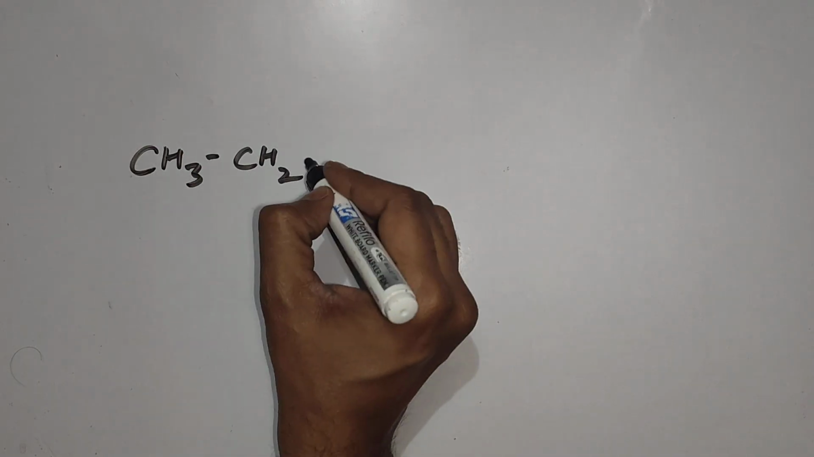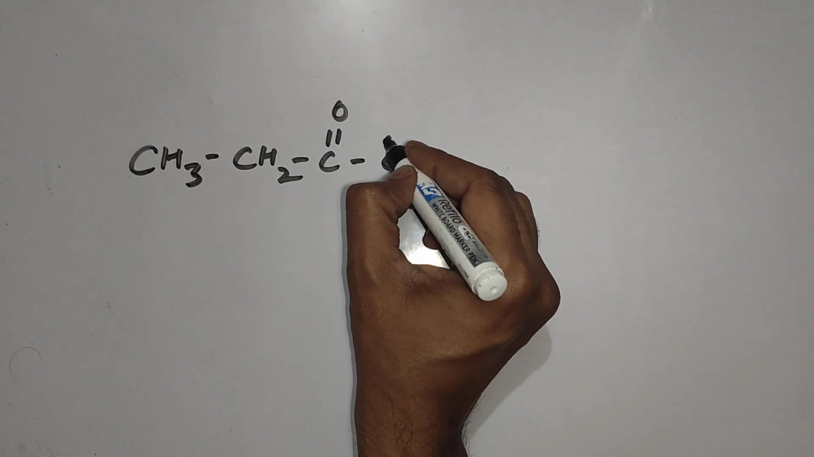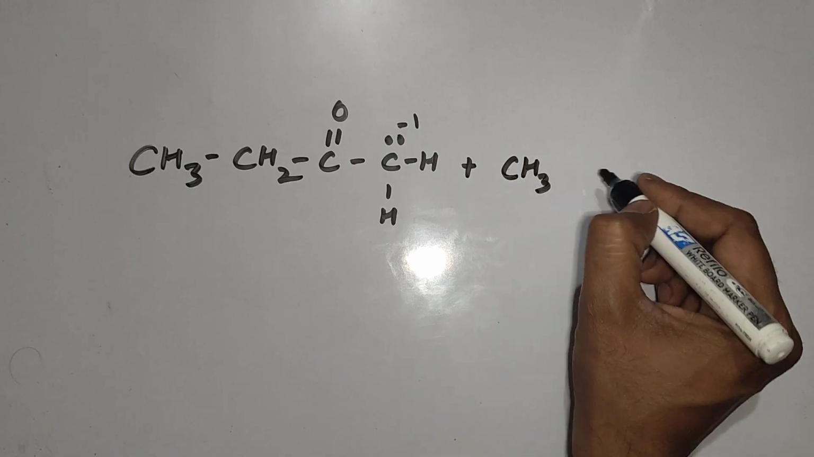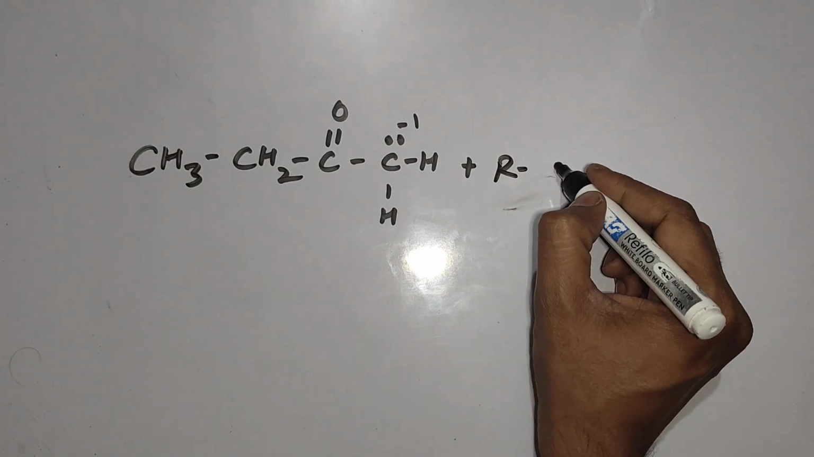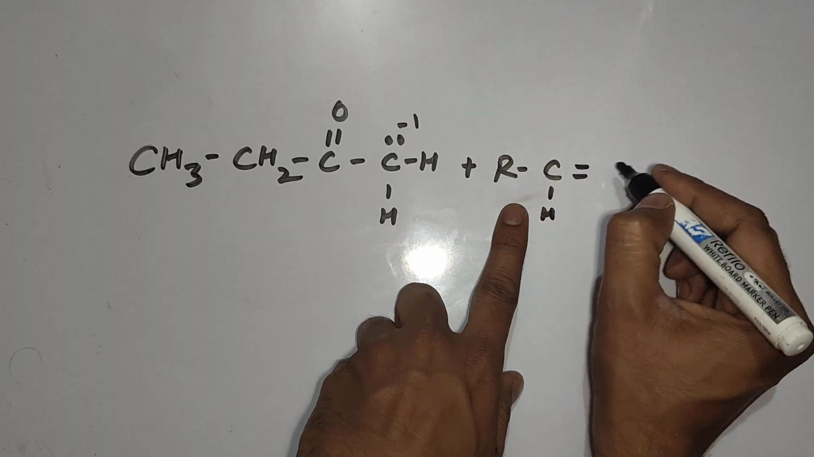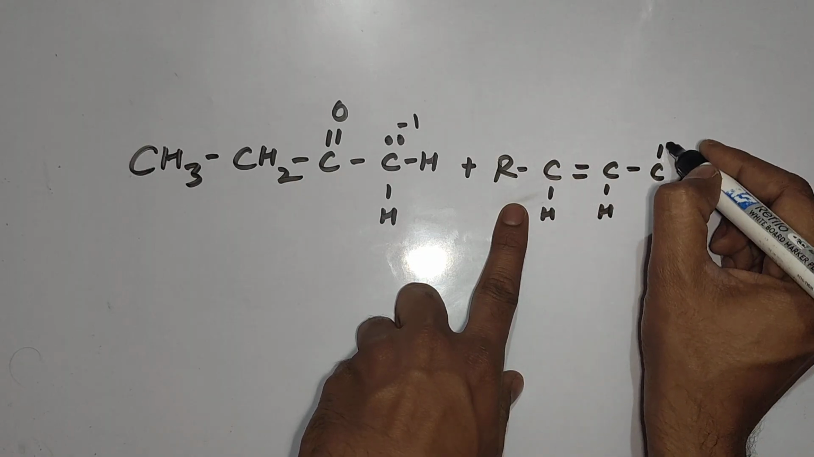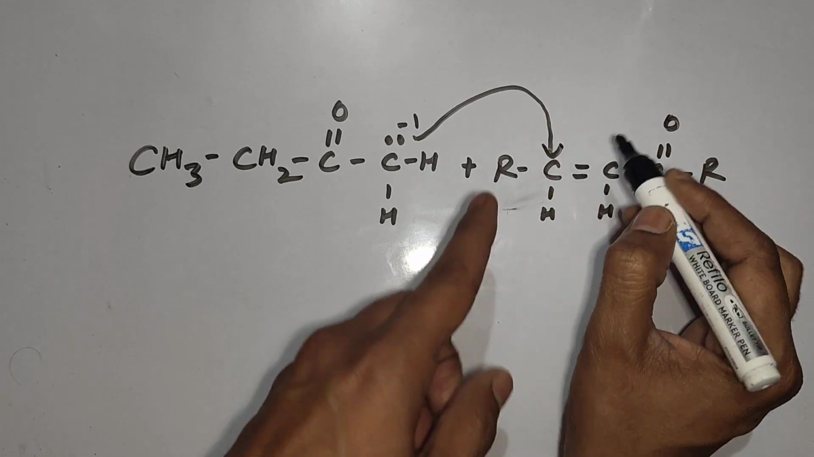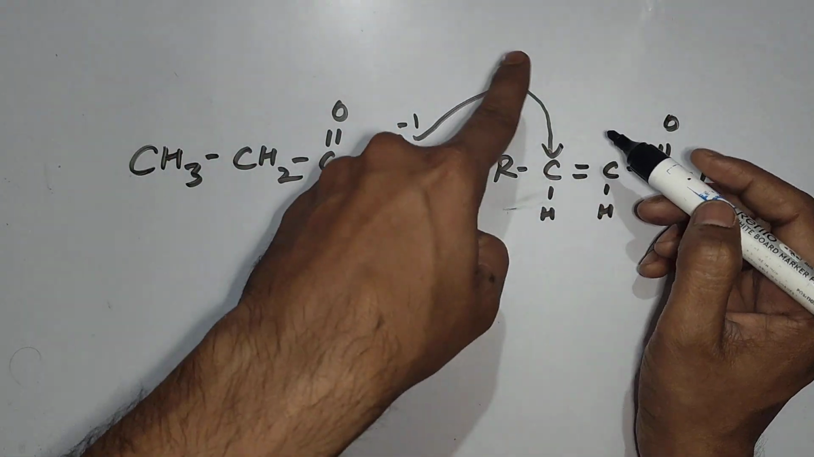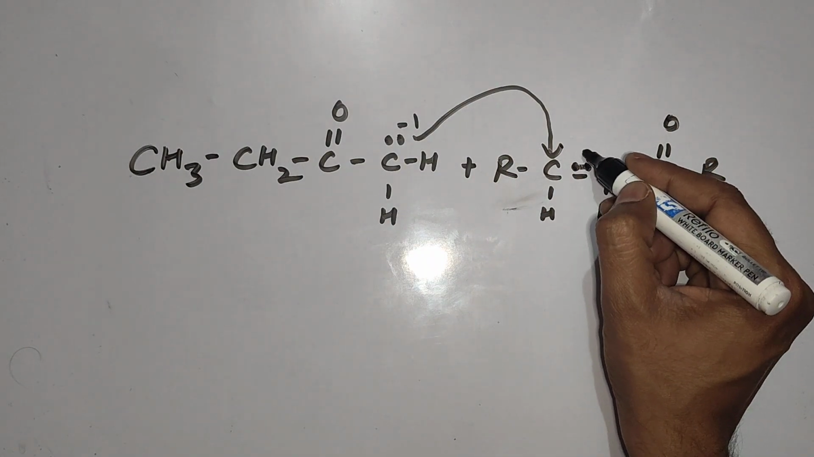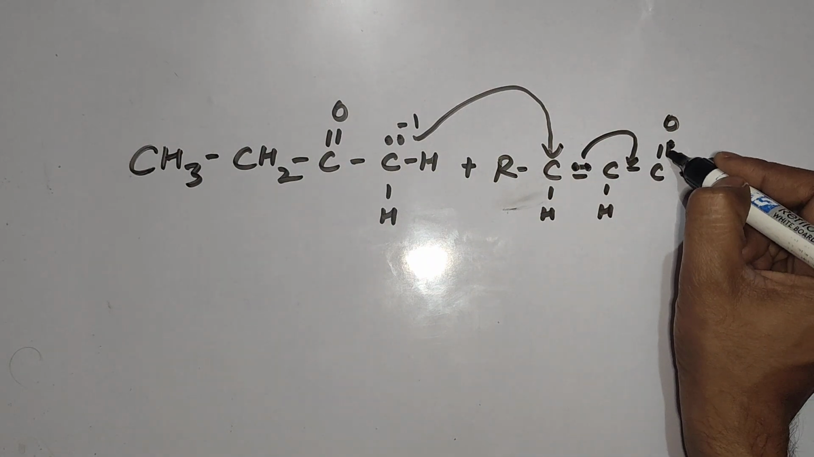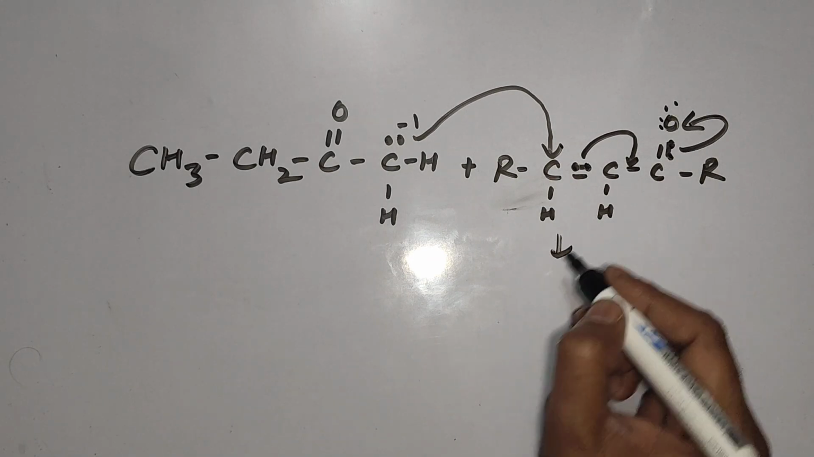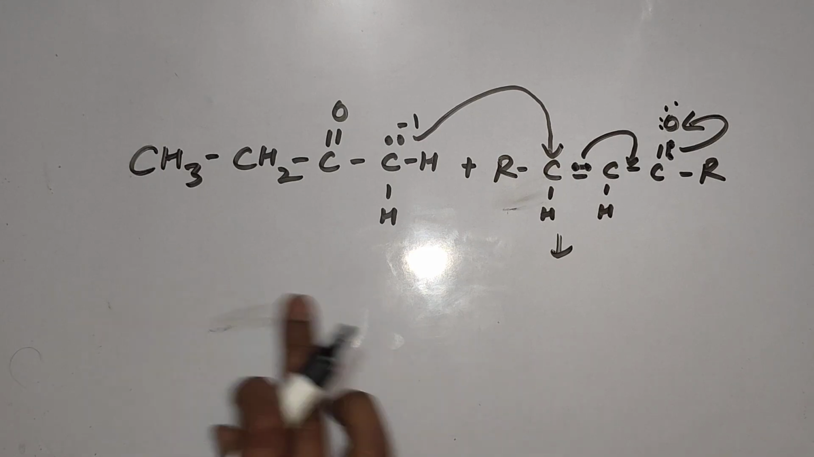CH3, CH2, a carbanion was generated, which is going to attack this group. We have CH double bond CH CO R, and it is going to attack this carbon. The reason we have already discussed. Now when this attacks this carbon, the pi electrons will shift toward the oxygen like this. This movement of electrons will be there and the compounds are going to combine with each other.